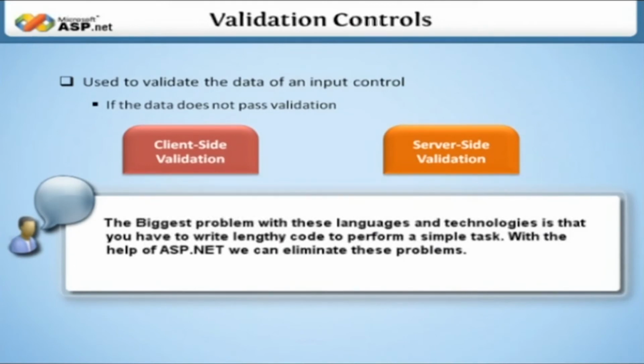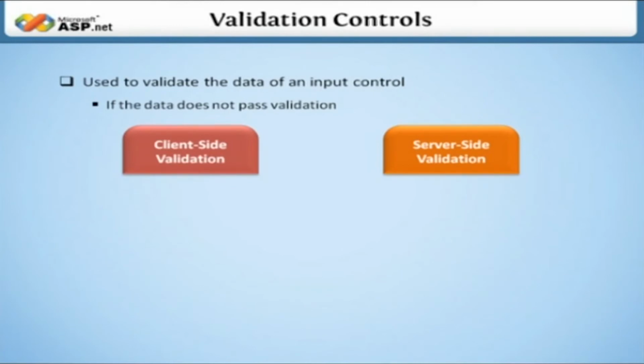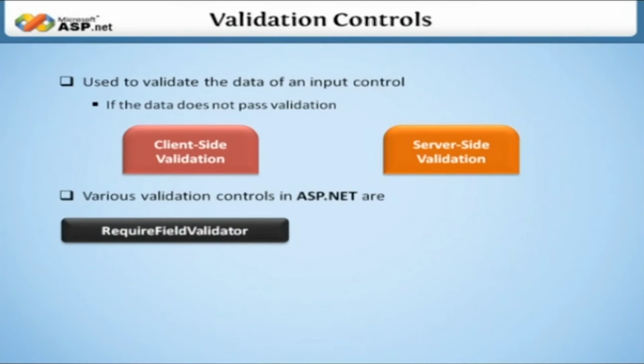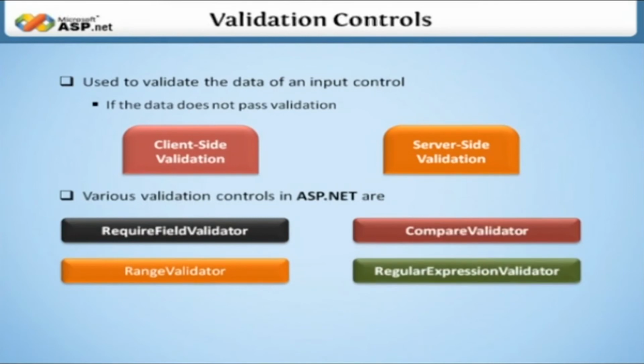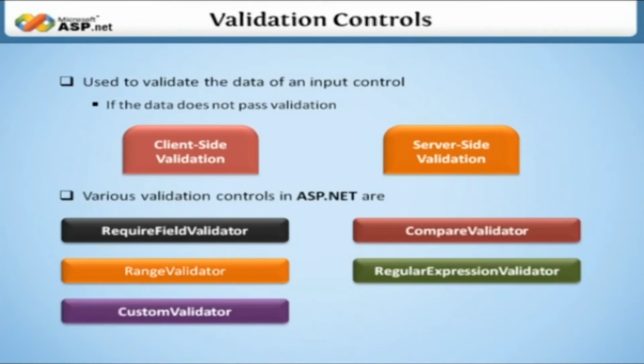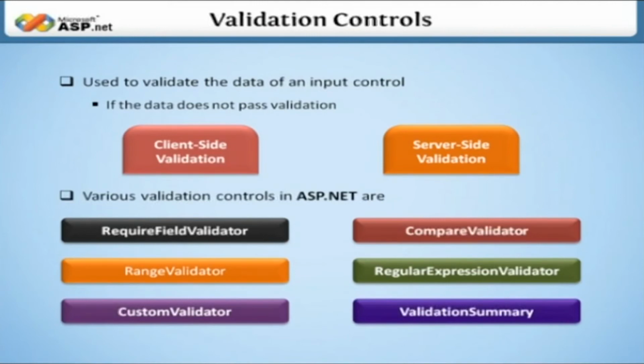The biggest problem with these languages and technologies is that you have to write lengthy code to perform a simple task. With the help of ASP.NET, we can eliminate these problems. ASP.NET provides its own built-in controls for validations. Various validation controls in ASP.NET are Required Field Validator, Compare Validator, Range Validator, Regular Expression Validator, Custom Validator, and Validation Summary. Now, these controls are combined with .NET web controls like TextBox, DropDownList, and ListBox to provide validation.